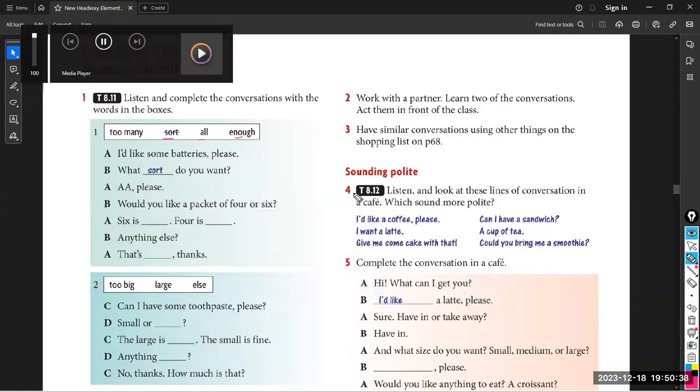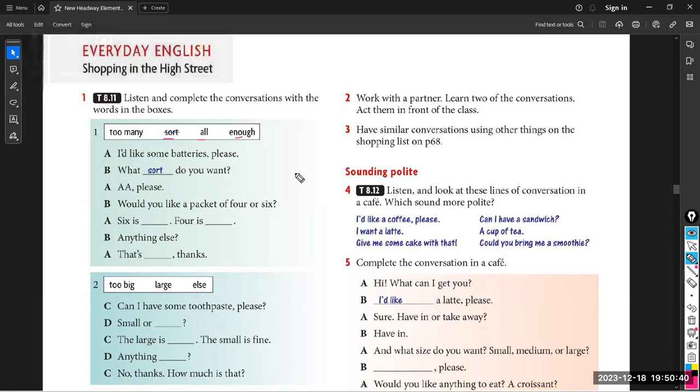Shopping in the high street. 1. I'd like some batteries, please. What sort do you want? Double A, please. Would you like a packet of 4 or 6? 6 is too many. 4 is enough. Anything else? That's all, thanks.